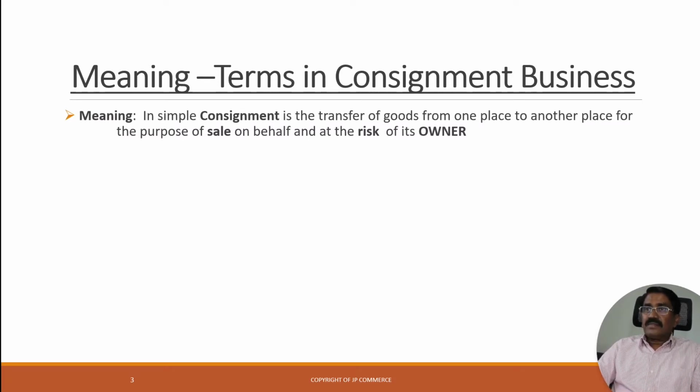In simple terms, consignment is the transfer of goods from one place to another place for the purpose of sale on behalf and at risk of its owner. So consignment here means selling of the goods through agents. We transfer the goods from one place to another place for the purpose of sale.